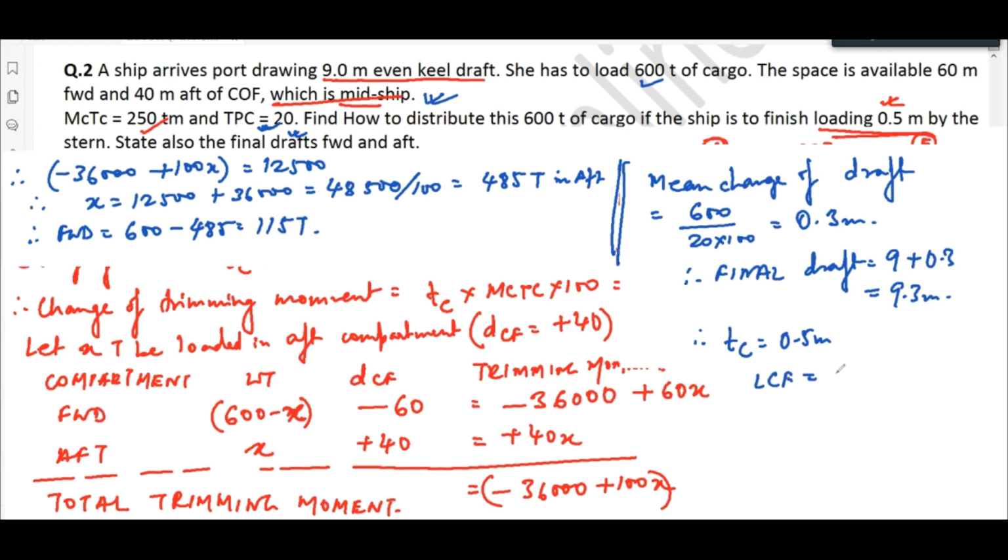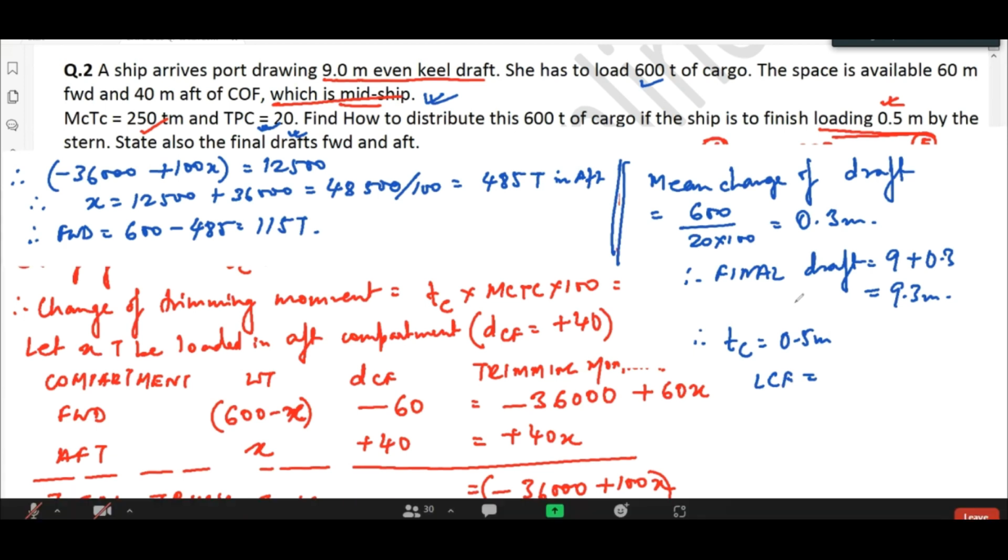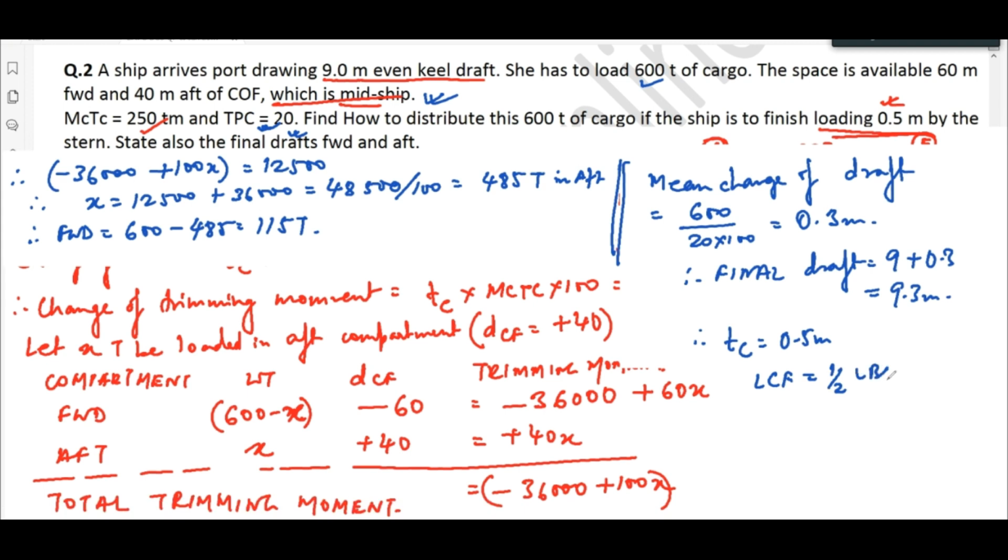Sir, won't you show the table? Is it not necessary here? This is a special case again. You can do it by table, definitely, but this is a special case. LCF is equal to half LBP. And this will be sinkage, right? Yeah, the mean change.